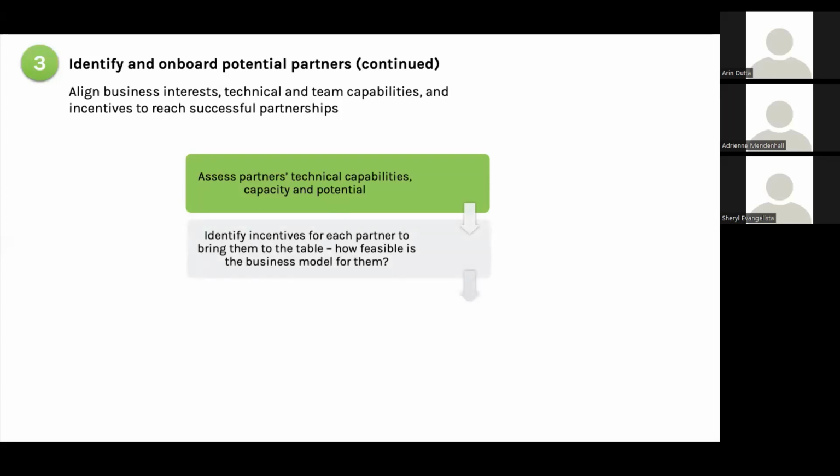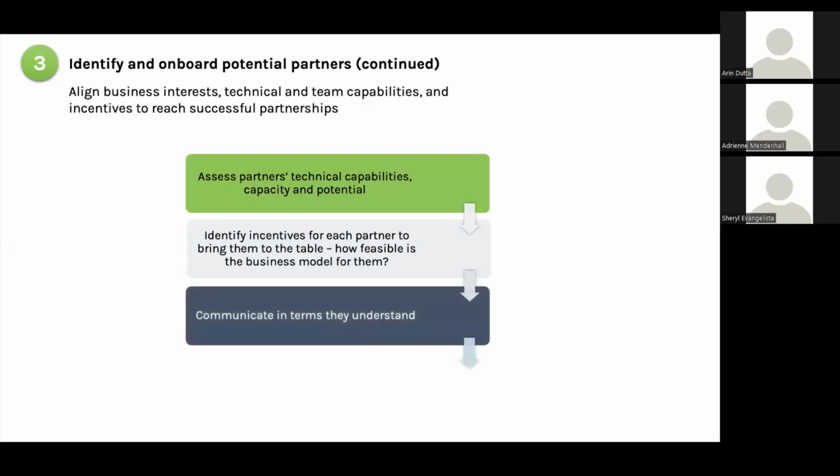We want to make sure that each partner is incentivized. So at the end of the day, how feasible is the business model for them, and what do they get for this? We know it would be great if we can all be altruistic in rolling out these models, but each partner has to have a business interest. Maybe it's increased revenue for the health services organization, the same with the payments company. They're seeing more transactions come through their platform, and that's why they would like to invest in this. But to see these move forward, those incentives have to be in line.